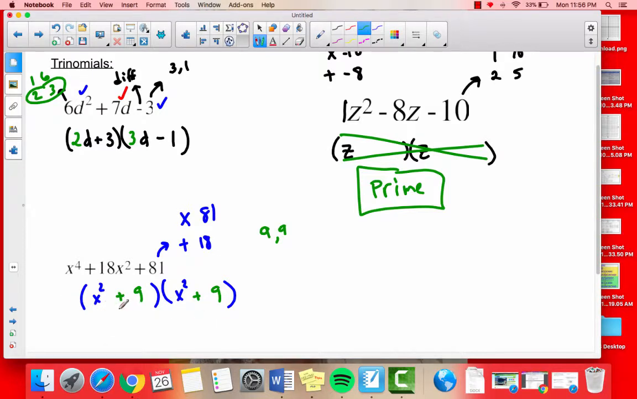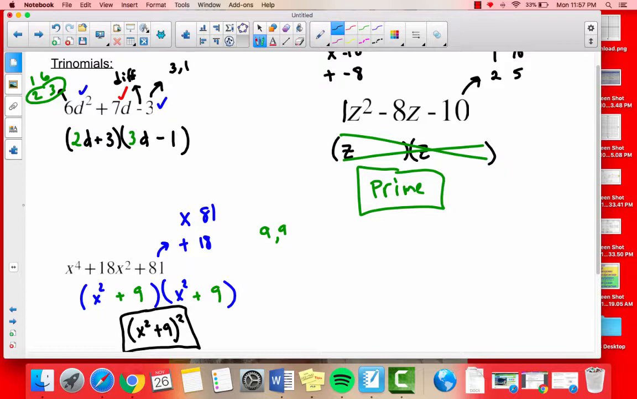What you should notice, though, is that both of these are identical, and because they're exactly the same, I can rewrite them as x squared plus 9 all to the second. We did something similar to this back in the last chapter when we were completing the square. So anytime the factors are equal, make sure you write them as something to the second power if you've got two of them. Either way is the same, just two different ways of writing those final answers.